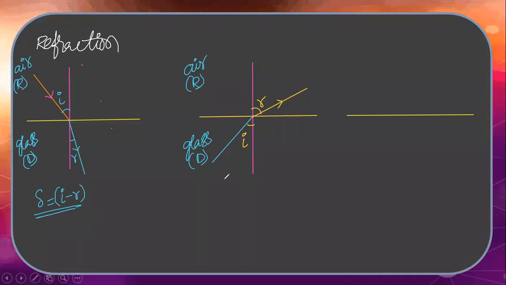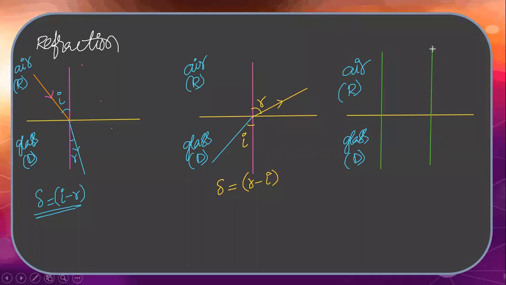Angle of refraction is greater than angle of incidence. Let us suppose this is the air medium, called the rarer medium. This is the glass medium, called the denser medium. The light ray travels from the rarer to denser, or denser to rarer, whatever it may be.